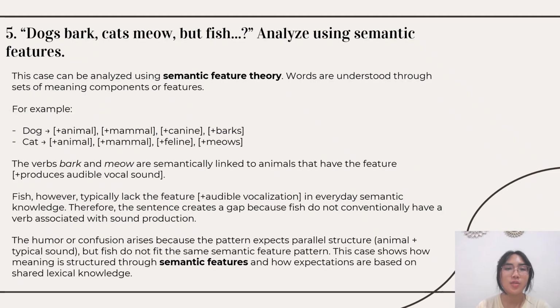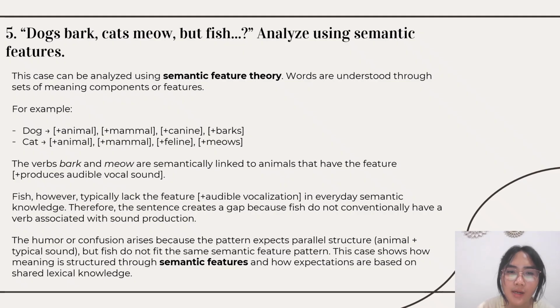The next is "dogs bark, cats meow, fish..." Analyze using semantic features. This case can be analyzed using semantic features theory. Words are understood through sets of meaning components or features. For example, dog is animal, mammal, canine, barks. Cat is animal, mammal, feline, and meows.